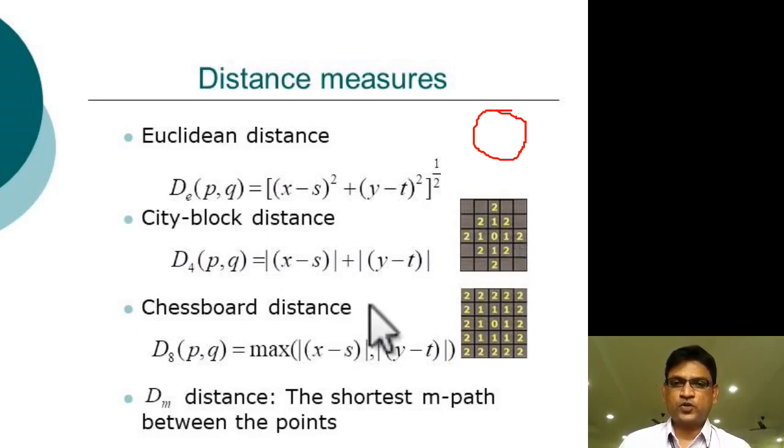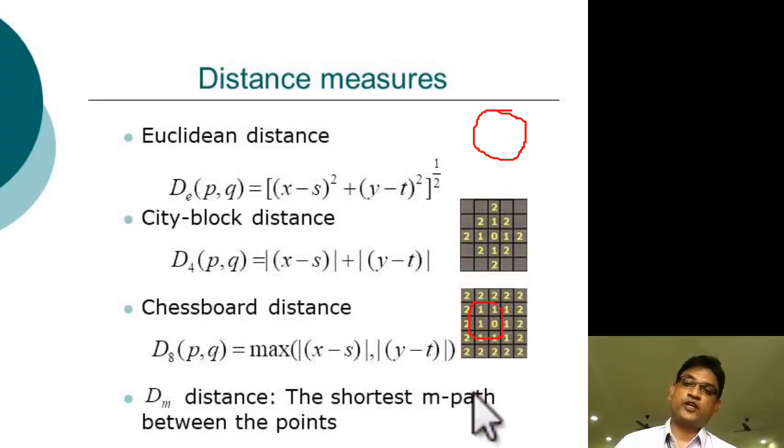And the other one is the chessboard distance, which is the maximum of the differences between the coordinates, and this will form a square shape. And here we can observe that for D8 less than or equal to 2, this forms a square, and for D8 equal to 1, these are the 8 neighbors. 1, 1, 1 are the 8 neighbors.